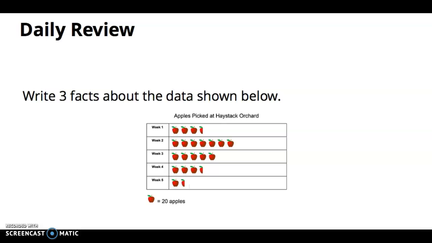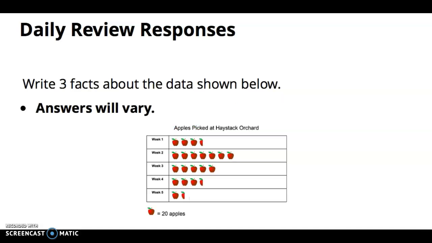Write 3 facts about the data shown below. You can use paper or a Google Doc. Pause this video so you have more time to look at the table. Share your responses with a family member if you can.